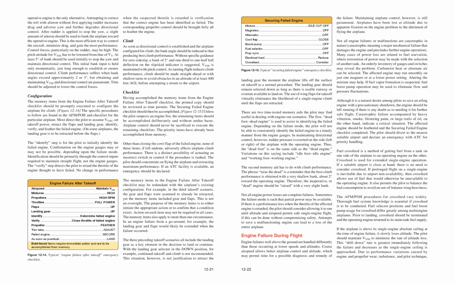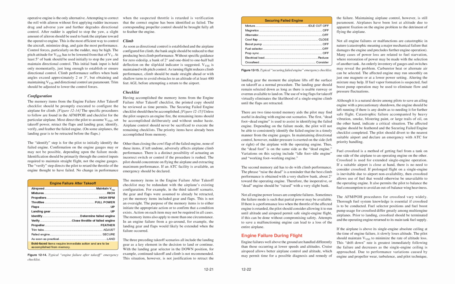Engine failure during flight. Engine failures well above the ground are handled differently than those occurring at lower speeds and altitudes. Cruise airspeed allows better airplane control and altitude, which may permit time for a possible diagnosis and remedy of the failure. Maintaining airplane control, however, is still paramount. Airplanes have been lost at altitude due to apparent fixation on the engine problem to the detriment of flying the airplane. Not all engine failures or malfunctions are catastrophic in nature, catastrophic meaning a major mechanical failure that damages the engine and precludes further engine operation.